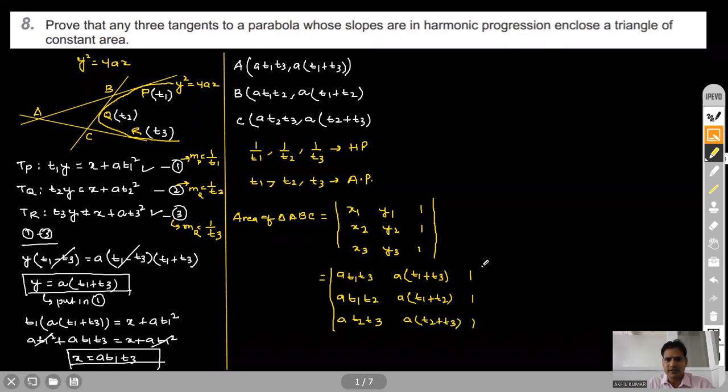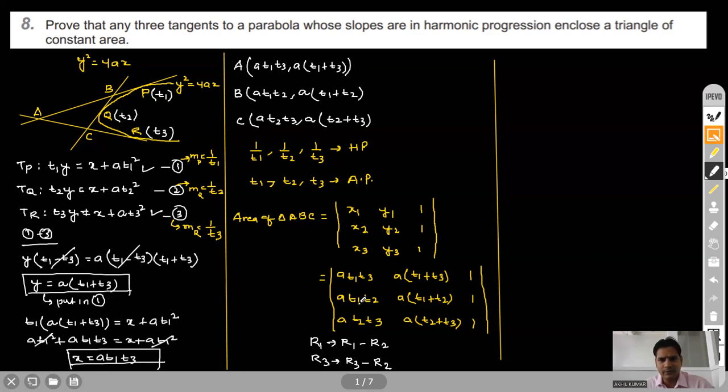Now we have to solve this determinant. How to solve? What we can do is try to make as many zeros as possible. So I will do one operation on R1, replacing it by R1 minus R2, and one operation on R3, replacing it by R3 minus R2, and we will keep R2 unchanged. So let's see what this determinant comes out to be.